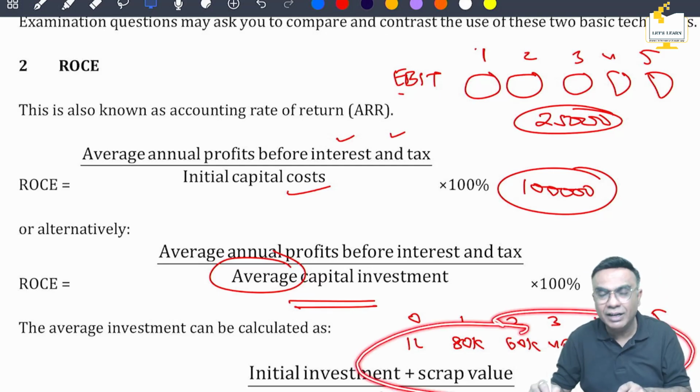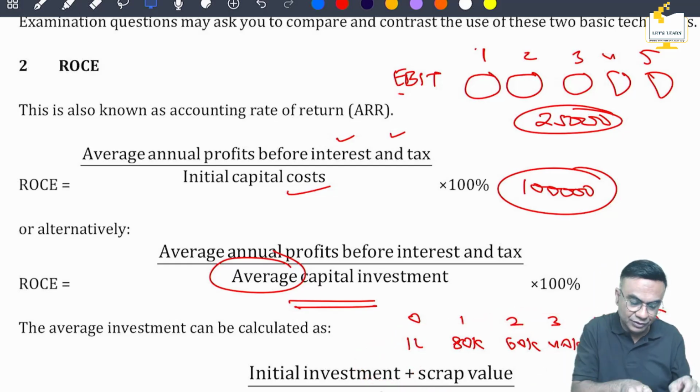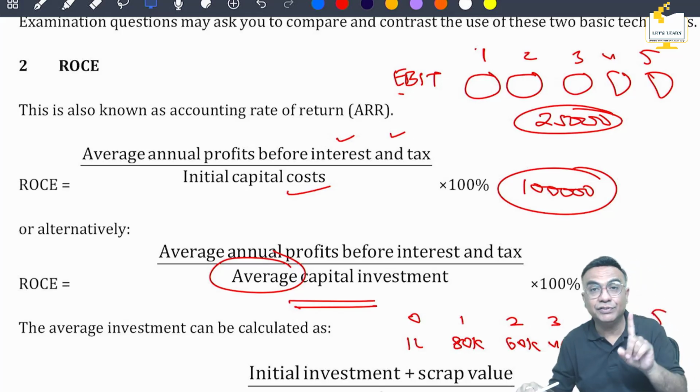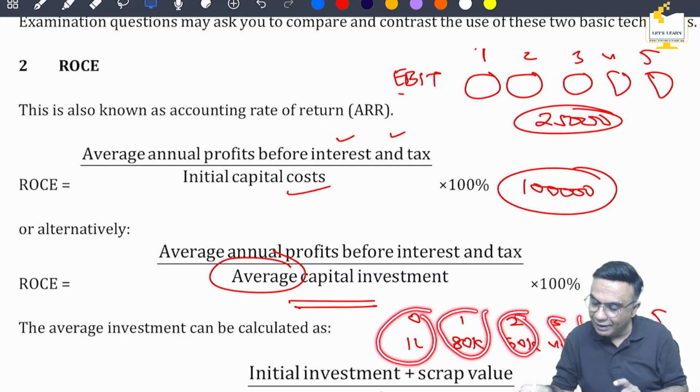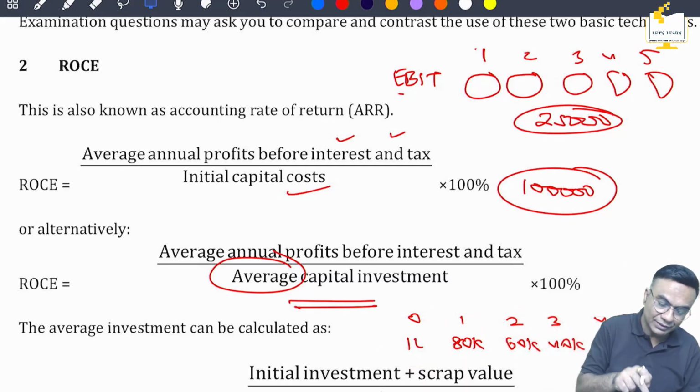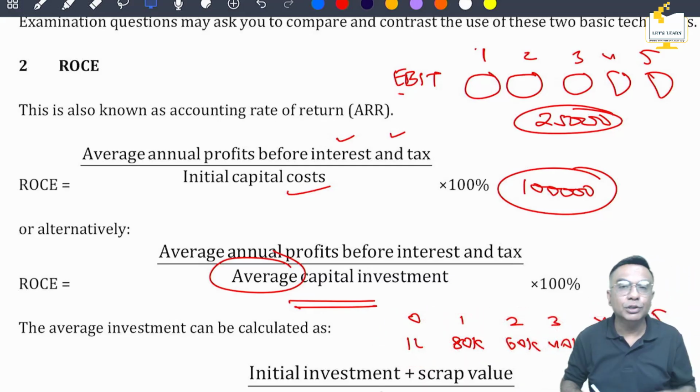So what is the average investment? Add all, divide by 6. So that will be 1 lakh. Just add up how much it is. See, 1 lakh plus 80,000 plus 60,000 plus 40,000 plus 20,000 divided by 6, because you are adding 6 figures. Okay, 1, 2, 3, 4, 5 and 6. So divide by 6, that comes to 50,000.